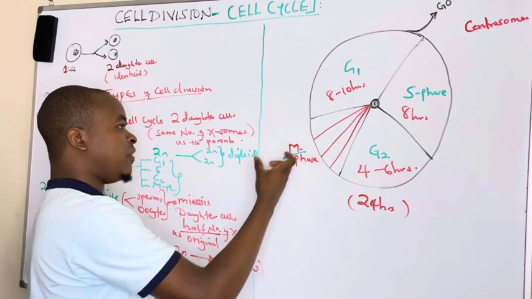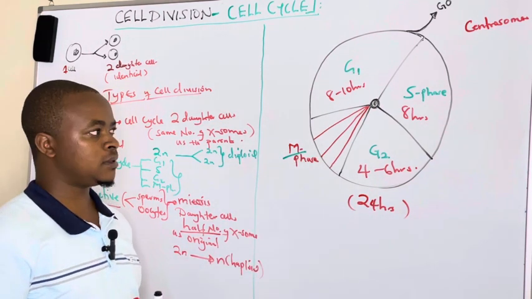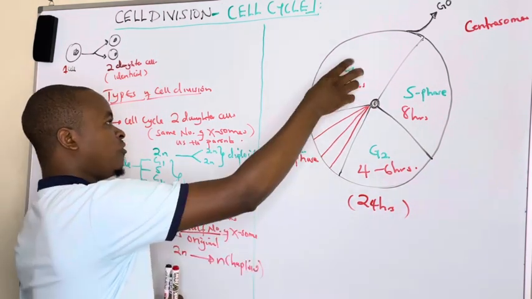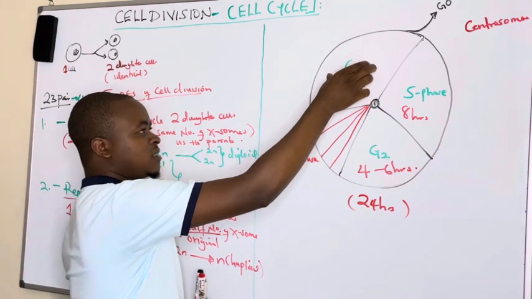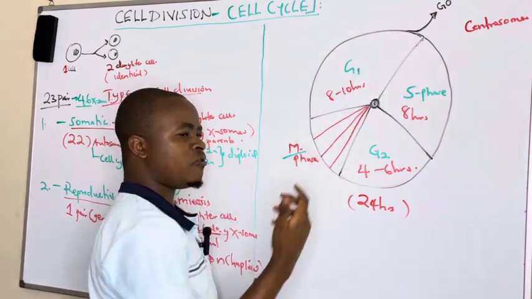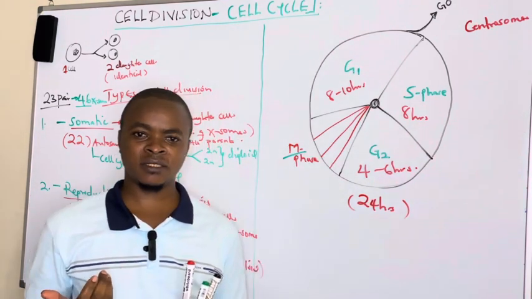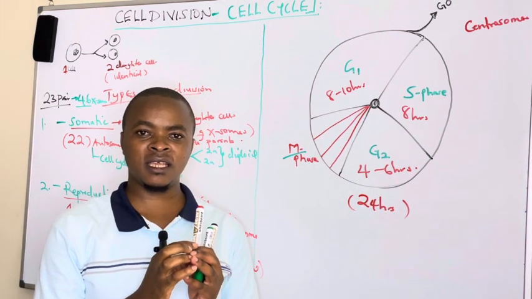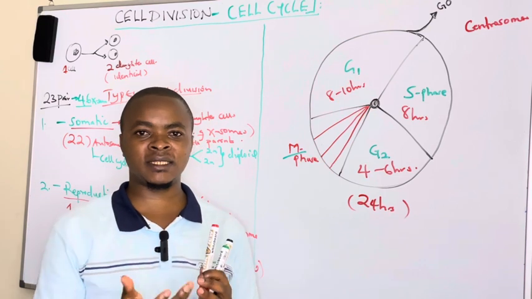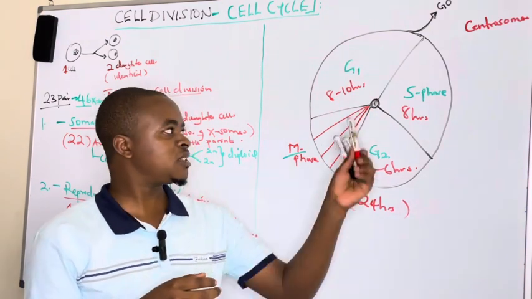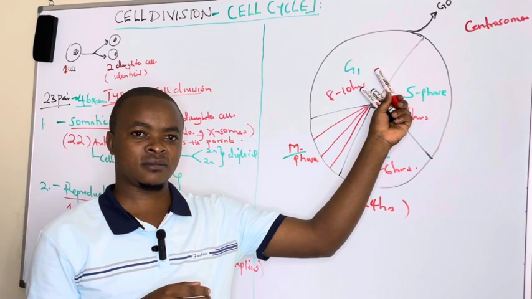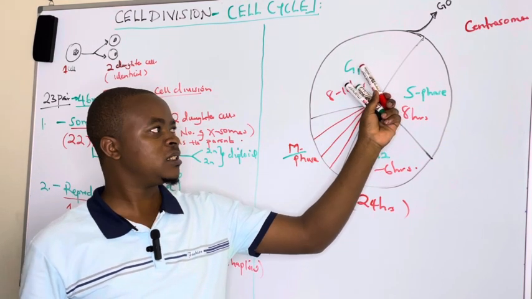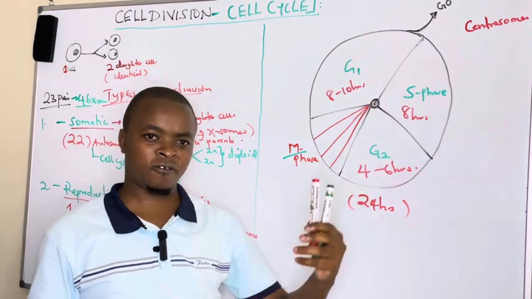So M phase is the smallest. And if we can see everything that occurs in gap 1, why do we call it gap 1 or gap phases? We see in this phase there is no replication of the DNA. So the DNA remains the same number. And the cells in this phase, they are at rest. They are not replicating. So that's why we call it gap phase.